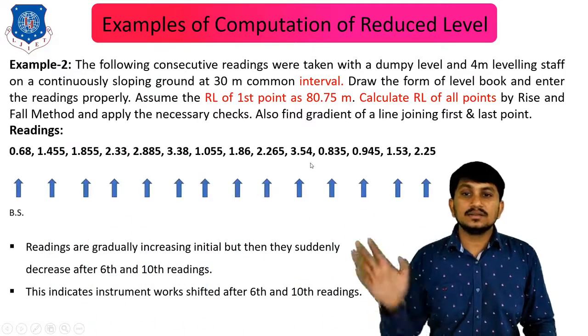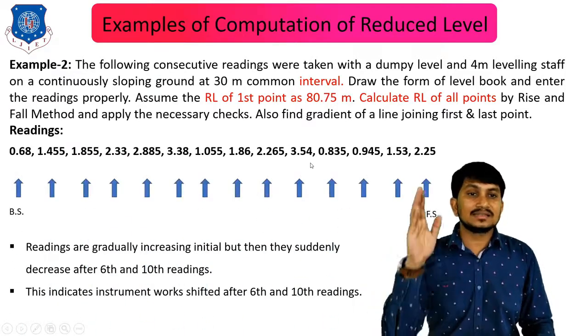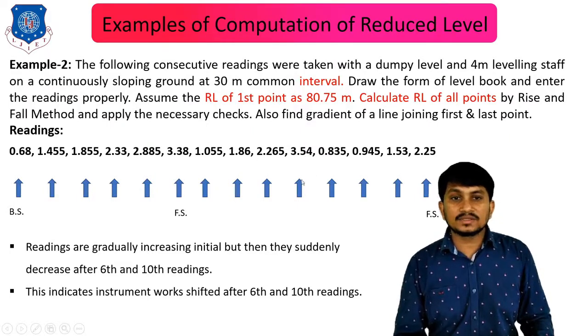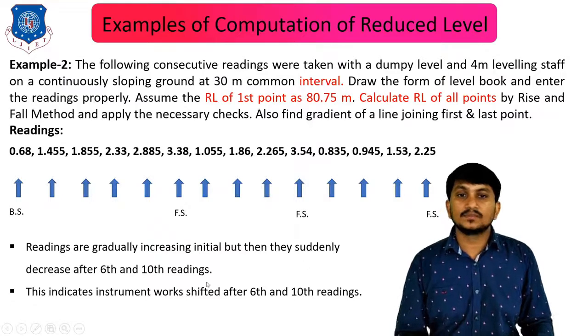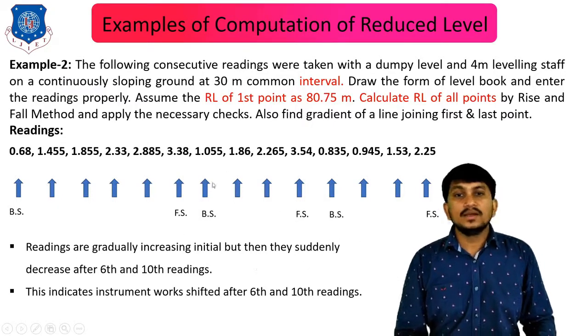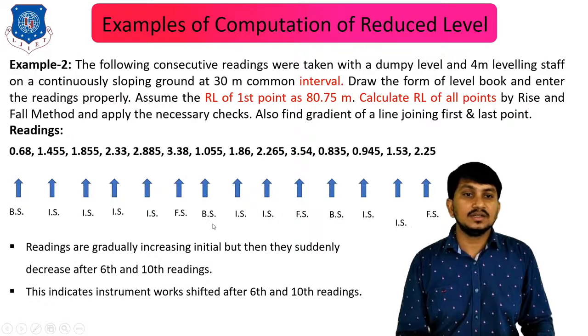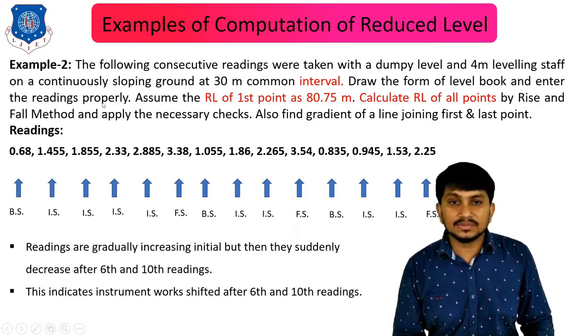Okay, first reading is always BS, last reading is always FS. After the 6th reading the instrument was shifted, so the sixth reading is FS. After the 10th reading the instrument was shifted, so this is also FS. After FS there is always BS, and in between BS and FS there are always IS. So this is how we can name the readings.